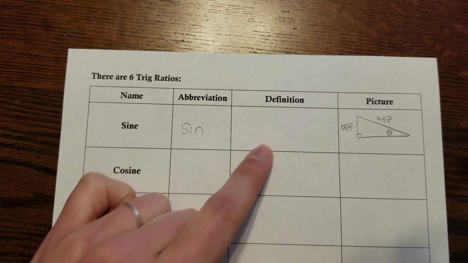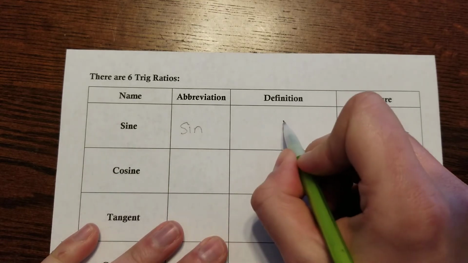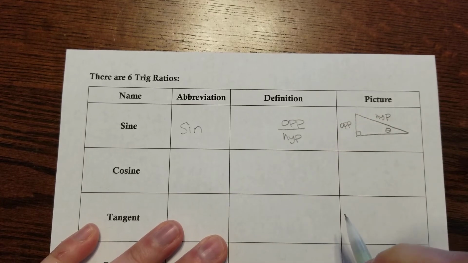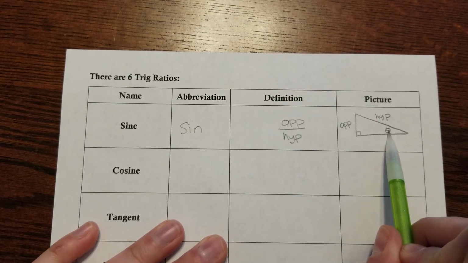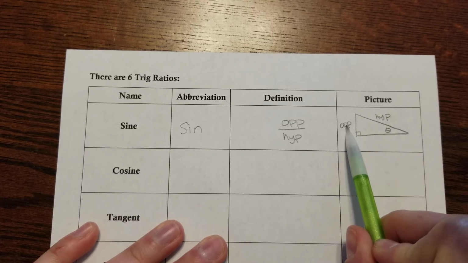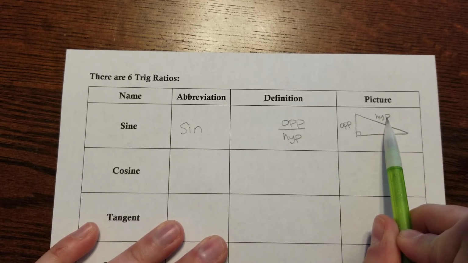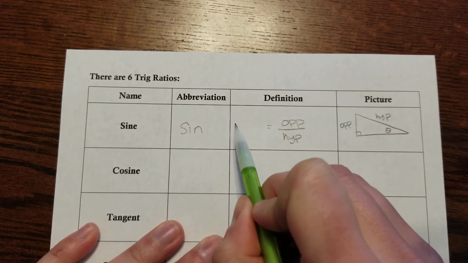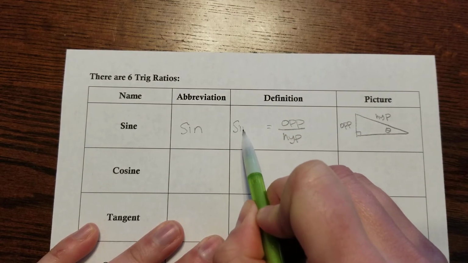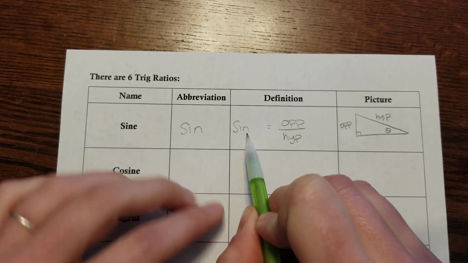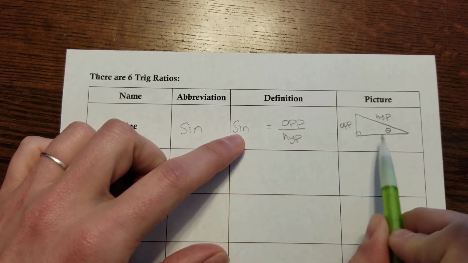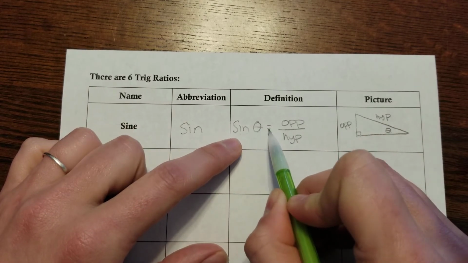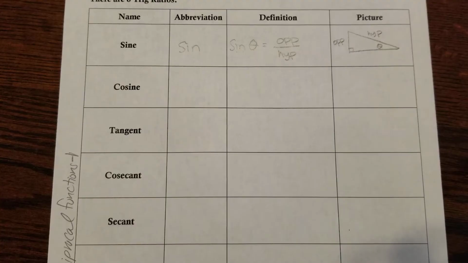So the definition of sine is opposite over hypotenuse. So no matter where your given angle is, no matter where theta is, as long as you're looking at your opposite over your hypotenuse, then that is going to represent the sine of your angle. Now, whenever you write a trig function, you always have to tell people what trig function you're talking about and then what your reference angle was. So our reference angle here was theta, so sine of theta equals opposite over hypotenuse.